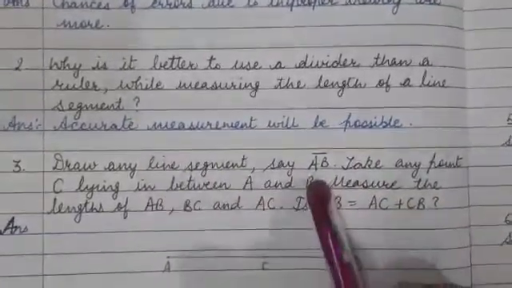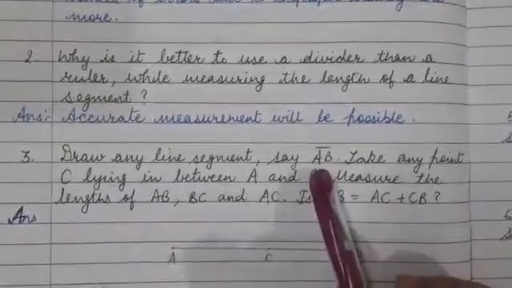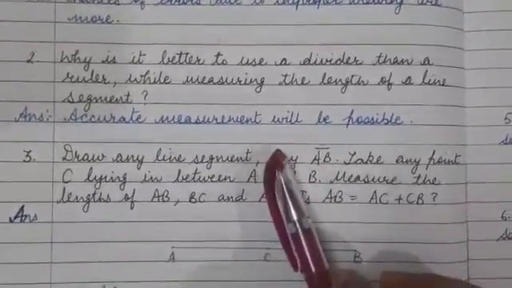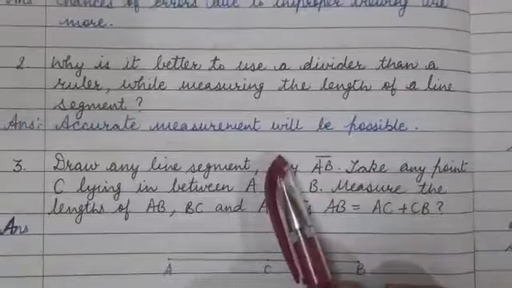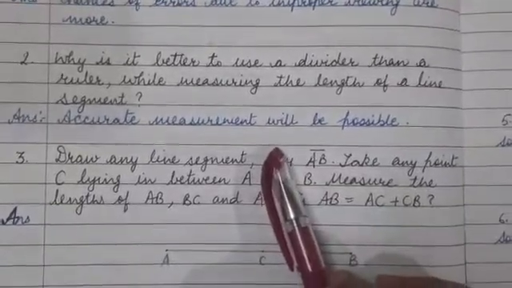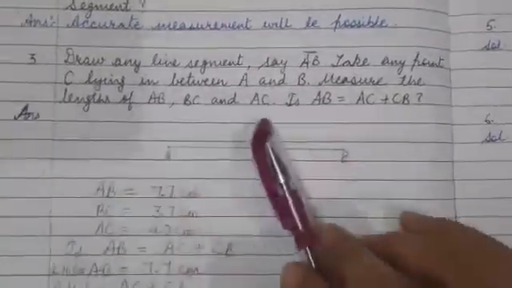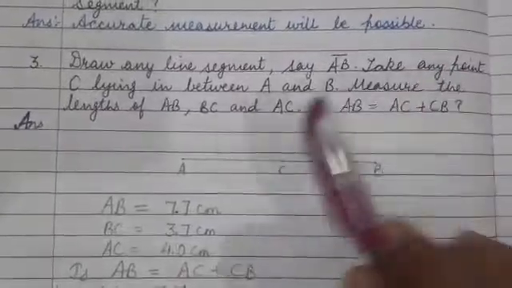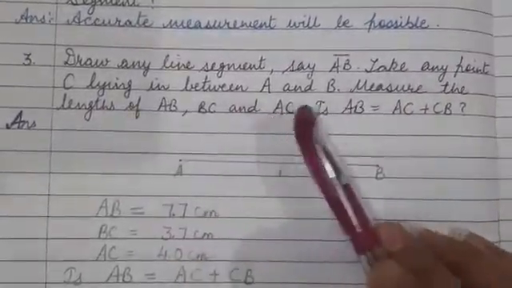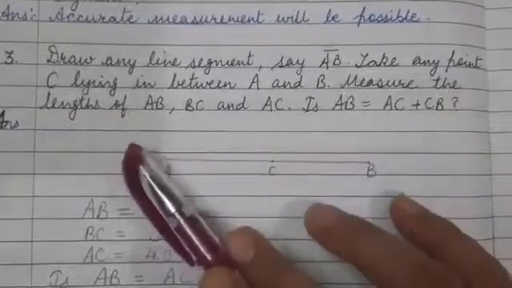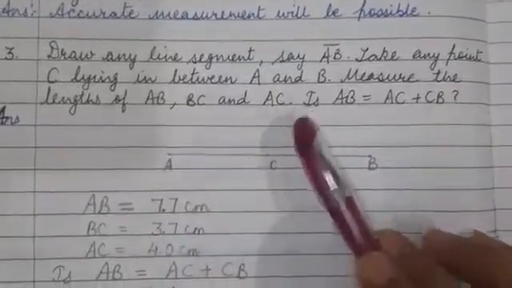Because with the help of the divider we are able to do accurate measurement. So that is why the use of a divider is better than the ruler. Draw any line segment, say AB. Take any point C lying in between A and B. Measure the lengths of AB, BC and AC.